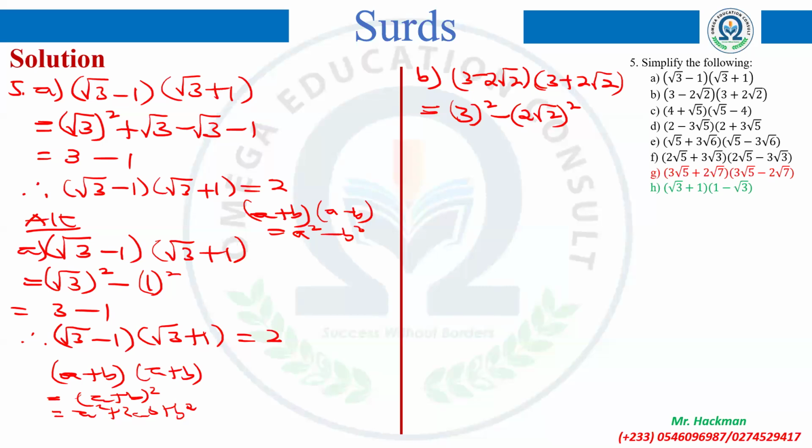Great. Now we know 3 squared will give us 9, minus, we know how to deal with this one. We are now matured. I'll write it as 2 squared, which is 4, times root of 2 squared, which will give us 2. So in effect, we are going to get 9 minus 8.